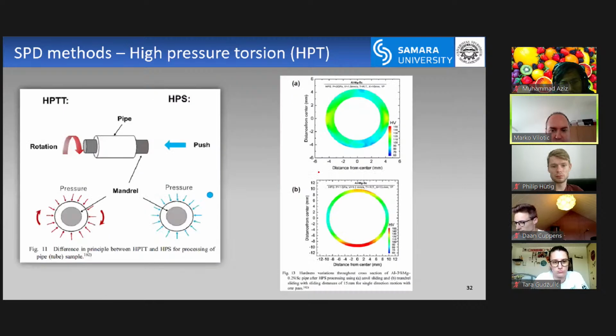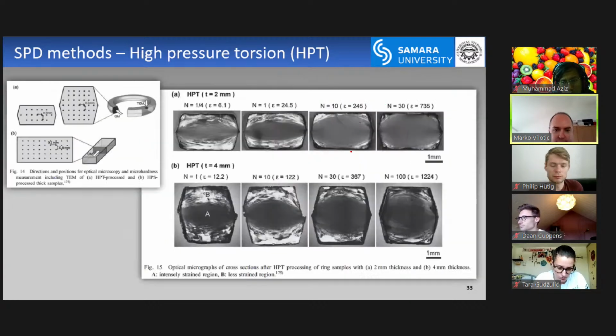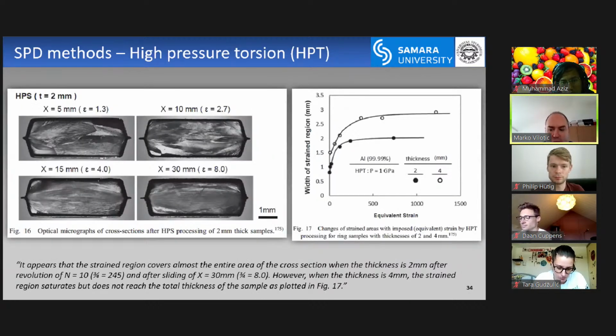Because we don't have time, this is the high pressure torsion and sliding. You can use it not just for disks, you can use it for pipes and tubes. So you see in this case, the distribution of the strain and hardness is not even. So in this case, it's better to use this way. Okay, we don't have so much time.